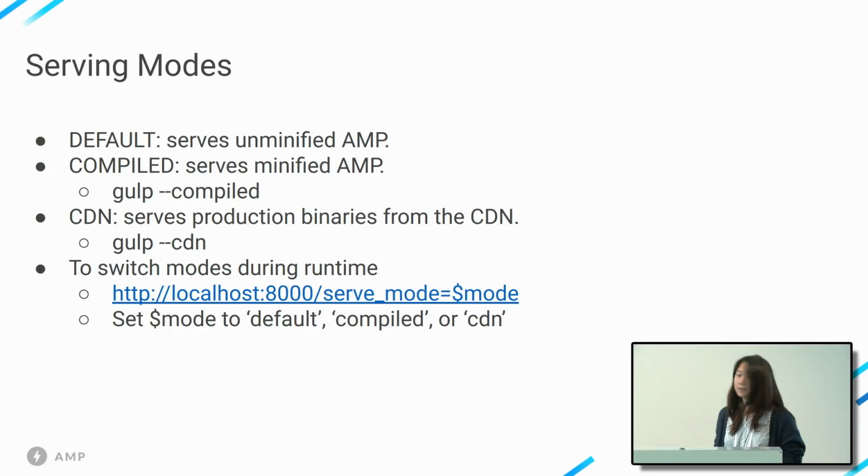And then we also have 3 different serving modes. So default, if you just run gulp, right, gulp build, gulp dist, it always serves unminified AMP. And then you can also pass --compiled, which will serve minified AMP, goes through the Closure compiler. More details on this will be in Ragu's talk tomorrow. And there's also --cdn, which literally just serves production binaries from the CDN. This is more useful later when I go in to talk about regression testing. But if you want to just change them without rerunning gulp, you can just hit this URL with curl, a GET request, or just navigate to it in your browser.